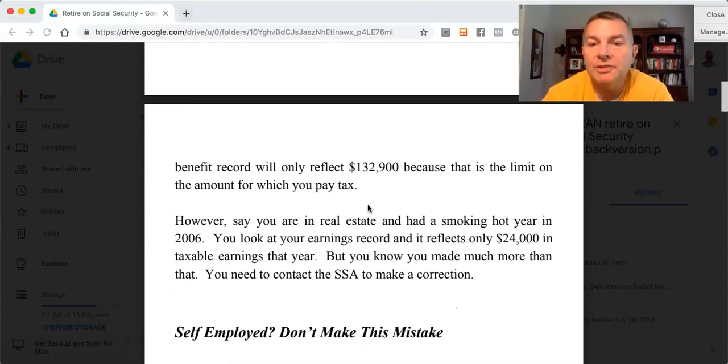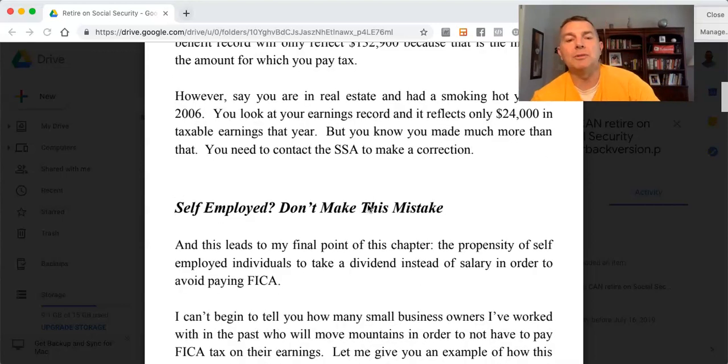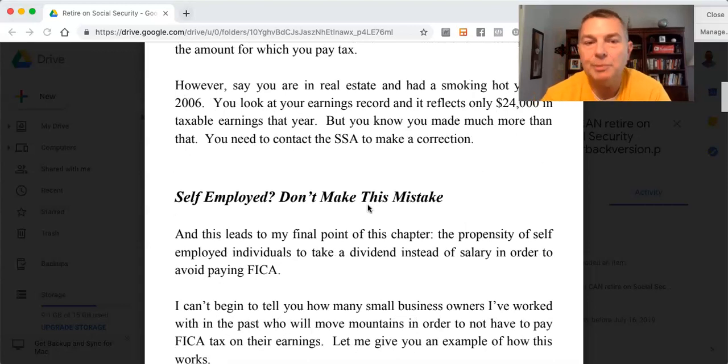However, say you are in real estate and had a smoking hot year in 2006. You look at your earnings record and it reflects only $24,000 in taxable earnings that year, but you know you made much more than that. You need to contact the SSA to make a correction. Self-employed, don't make this mistake.